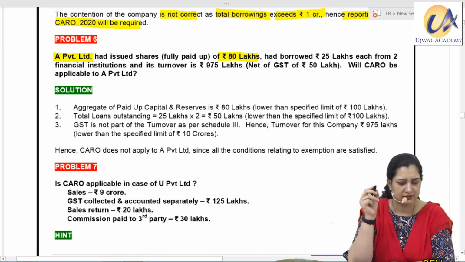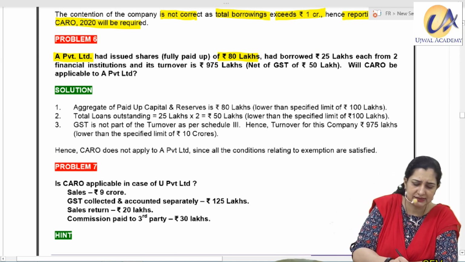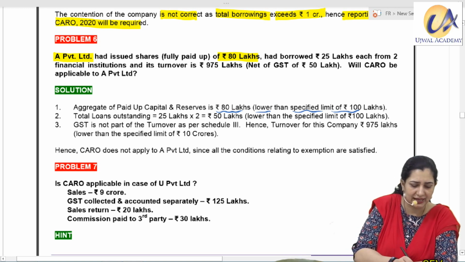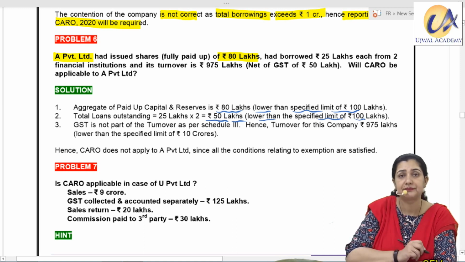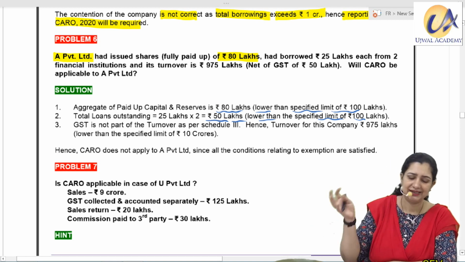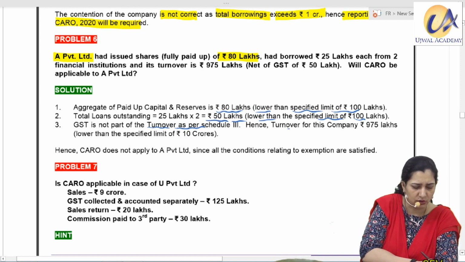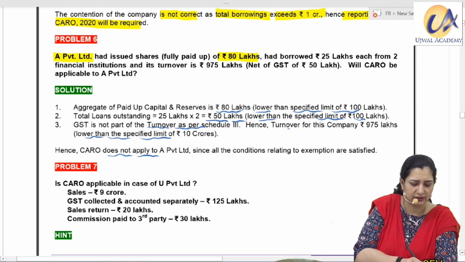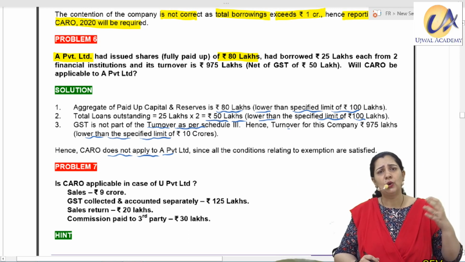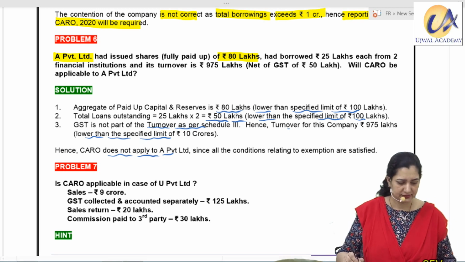First one. Share capital and reserves. Reserves is not given, so only share capital balance I'm seeing. It is 80 lakh, less than 100 lakh. Second, borrowings are 50 lakh, which is again less than 100 lakh. Turnover is 975 lakh, means 9.75 crores, less than 10 crores. Other income is not given, so ignore it. Therefore, all three conditions are fulfilled. Caro does not apply. Okay, and of course you're assuming it is not a holding or subsidiary of a public company. That is assumed.